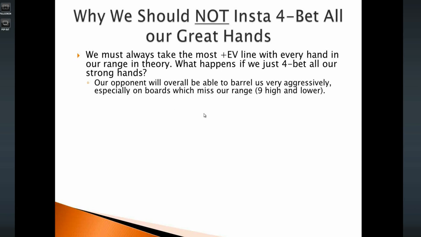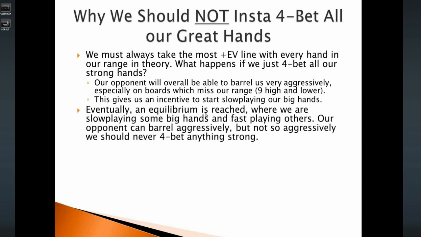It's especially common if someone opens the cutoff, gets 3-bet from the small blind, and that player in the cutoff 4-bets all of their ace-king, queens, kings, and aces, because then they just completely whiff king high flops and 9 high flops. This gives us an incentive to start slow playing our big hands. Since our opponent will know we start missing certain boards, he'll start barreling very, very aggressively, which gives us an incentive to call with our strong hands preflop, because we're going to get paid so well.